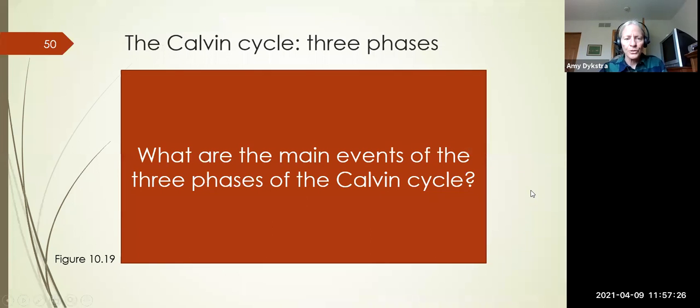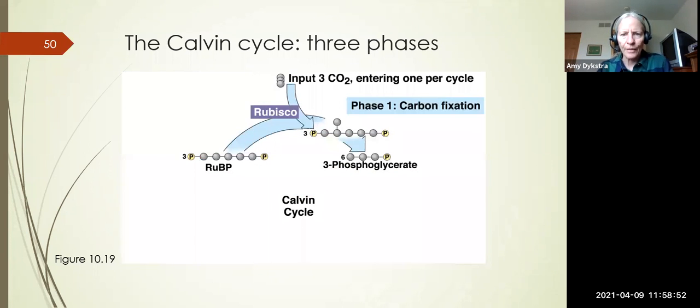All right, so based on your reading, can you identify the main events of the three phases of the Calvin cycle? You can send your answer to your lab partner. Three main events of the three phases of the Calvin cycle. So I think you've had enough time to look at that. And I got correct answers from a couple people whose lab partners are not here. So let's look at the three phases.